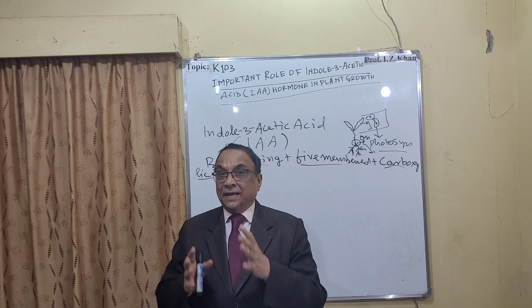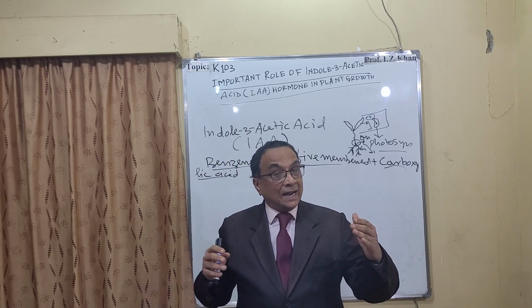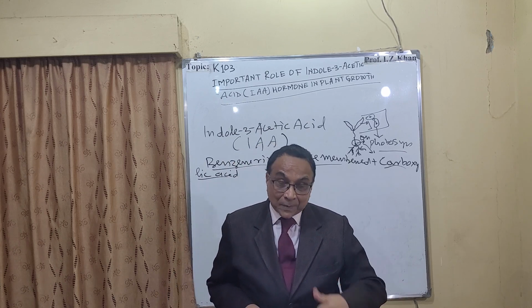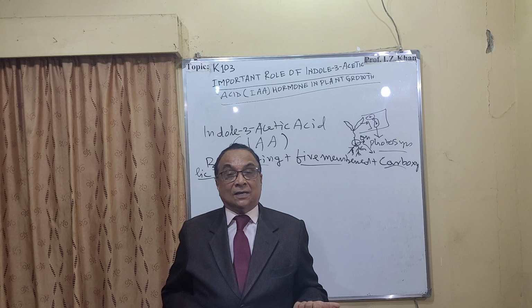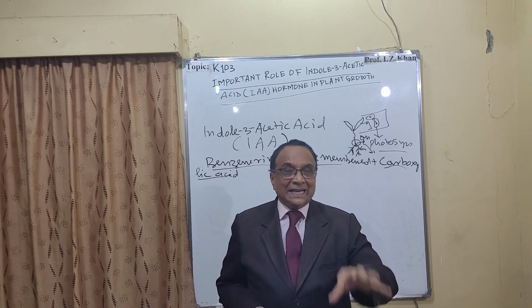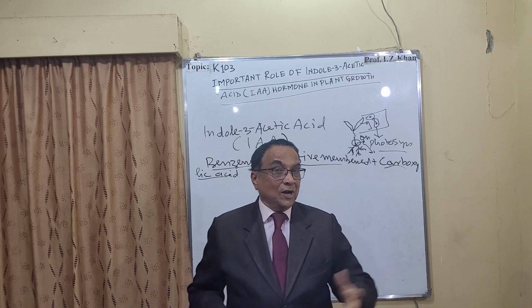So in the case of plants also, there are different types of hormones. Steroidal hormones are also there. Terpene nucleus hormones are also there, that is sesquiterpene, abscisic acid, and then ethylene in the form of gas.